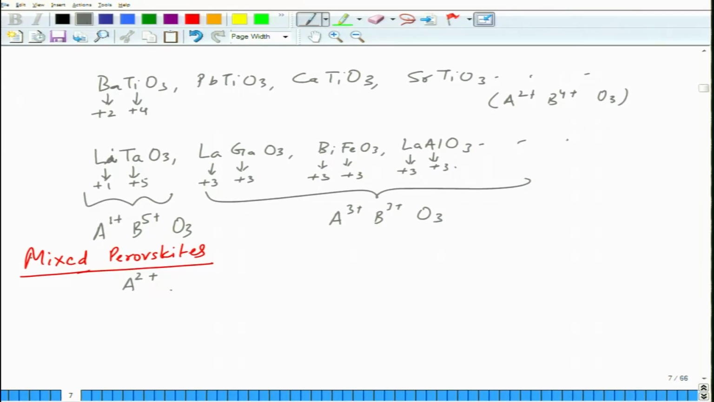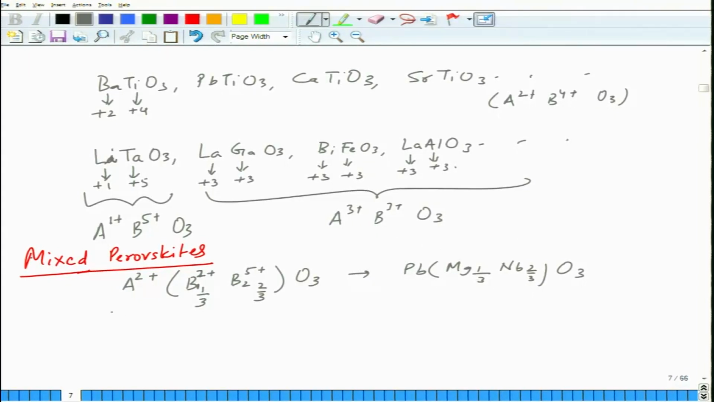So mixed perovskites will be A2+, let's say B1 1/3, 2+, and B1. So this is B1. Okay, then you have B2, 2/3, 5+, O3. So for example, you have lead magnesium niobate. They are put in such a fashion so that the stoichiometry is maintained and the charge neutrality is there. So B1 is 2+, you can put only 1/3. B2 is 5+, it is restricted to 2/3. So magnesium 1/3, niobium 2/3 will give you 4+ valence together.